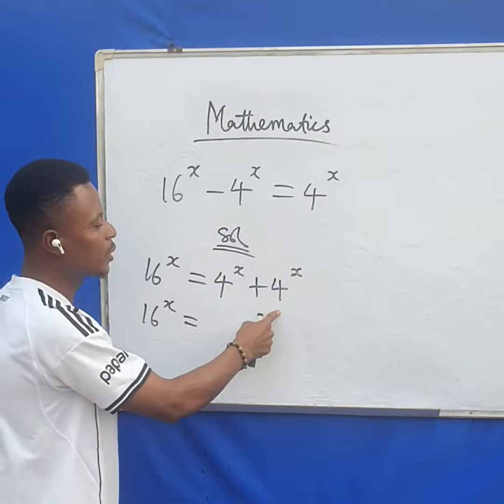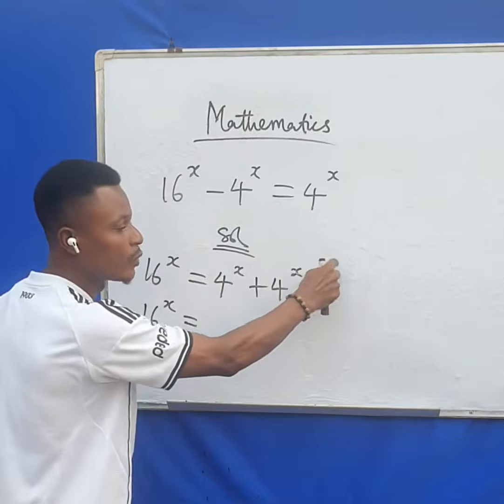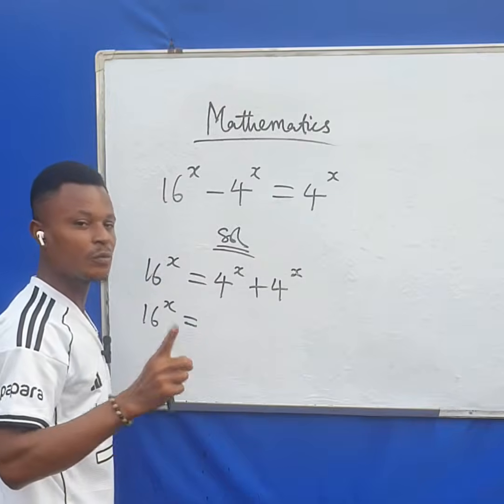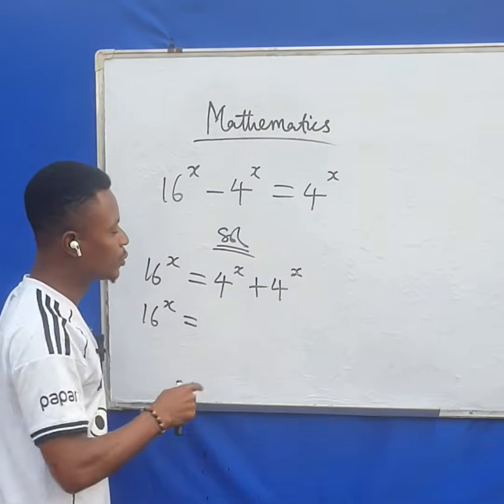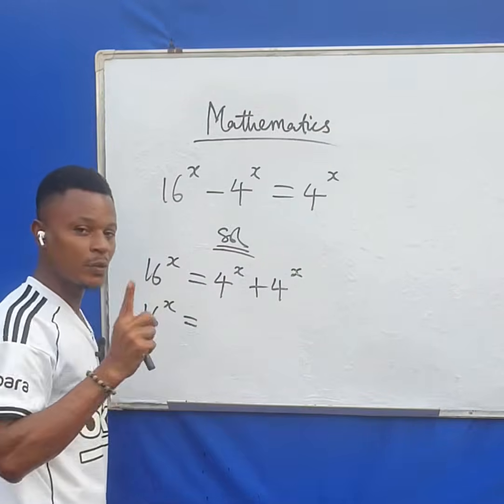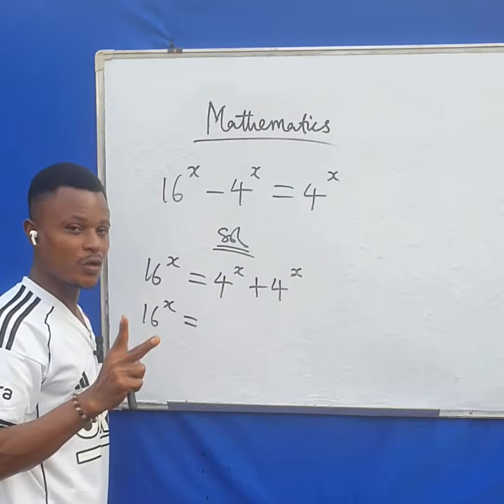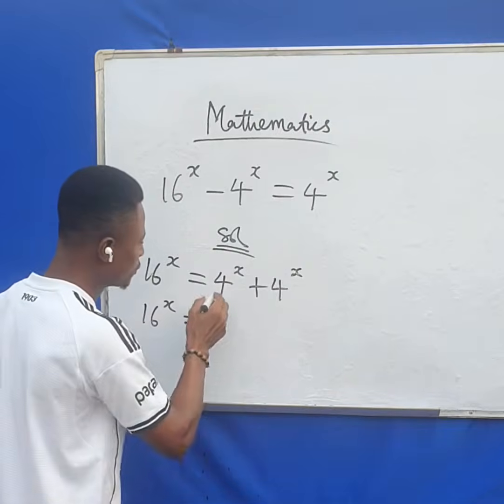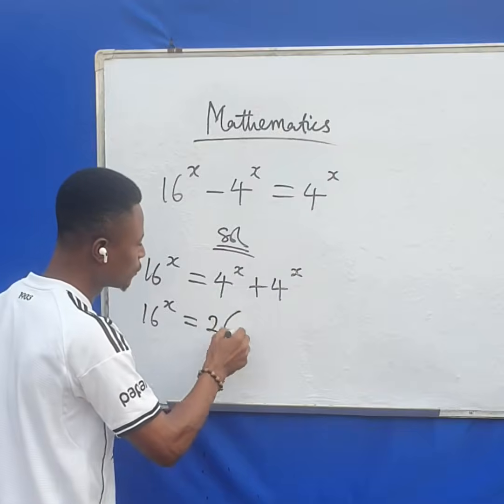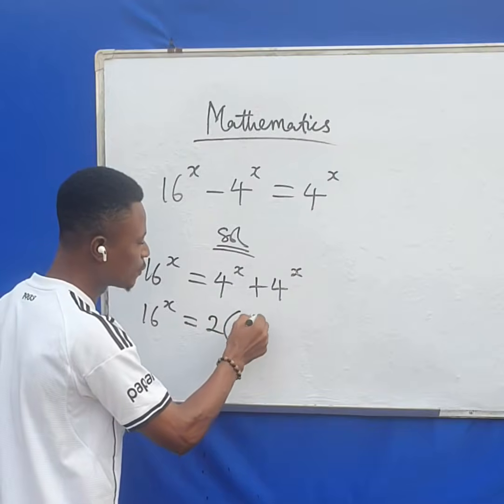Understand? Supposedly we have another plus 4 raised to the power of x, making it 3. We would have multiplied one of them by 3. But because we have just 2, that's why we are going to multiply one of them by 2. I hope you understand. So this is 2 times 4 raised to the power of x.